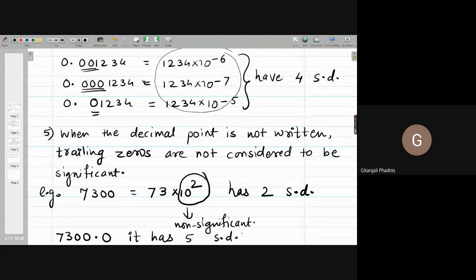Okay? Have you understood it? So the number of significant digits depends on the way you are writing it. Ma'am, what do trailing zeros mean? Trailing zeros. Trailing means which come after.